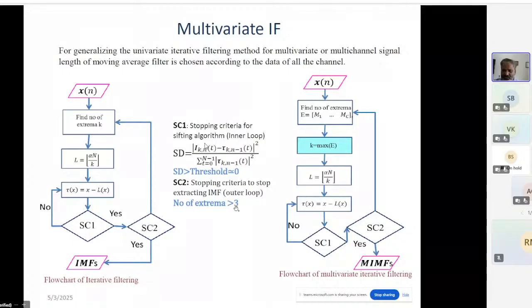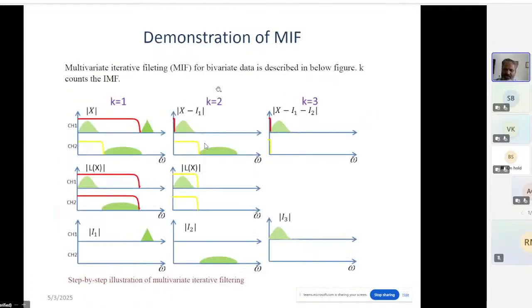Because the standard deviation is greater than 0, signal strength is there, so we continue. If the number of extrema is greater than 3, there is a frequency component and the signal has an oscillating nature, so we continue. If not satisfied, then we can stop. This is one example of how multivariate filtering works for bivariate data.